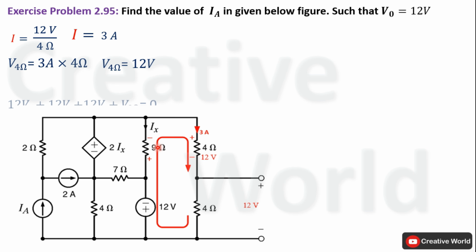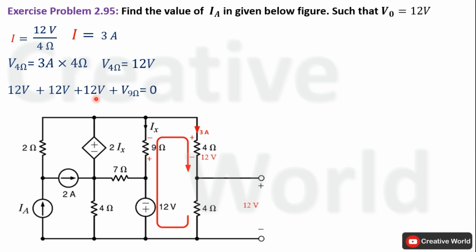Write Kirchoff's voltage law equation for this closed loop. Start from here. Current entering terminal is positive, so 12 volt will be taken with positive sign. Next, current entering terminal is positive, so 12 volt will be taken with positive sign. And next, voltage source current entering terminal is positive, so voltage of this voltage source that are also 12 volt will be taken with positive sign. Next, current entering terminal is positive, so voltage across this 9 ohm resistance will be taken with positive sign, and all of these are equal to 0.